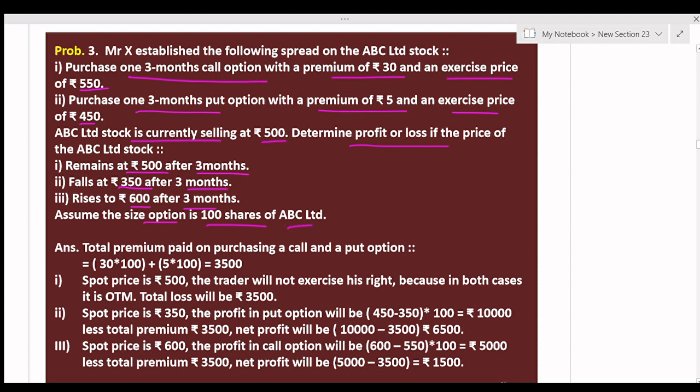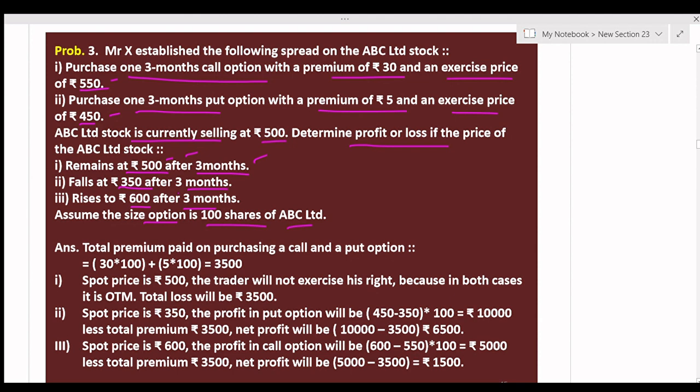Now, you take the rupees 500 after 3 months. The trader will not exercise call and put option because call option strike price is 550, which is higher than the spot price after 3 months, and the strike price for put option is 450, which is lower than the spot price after 3 months. So he will not exercise call option and put option.